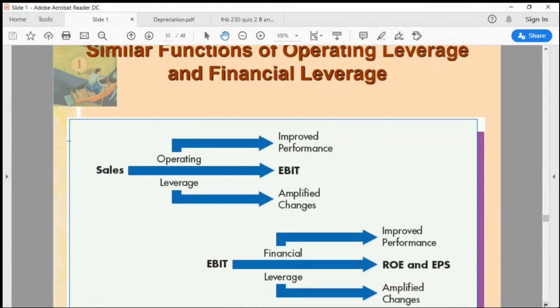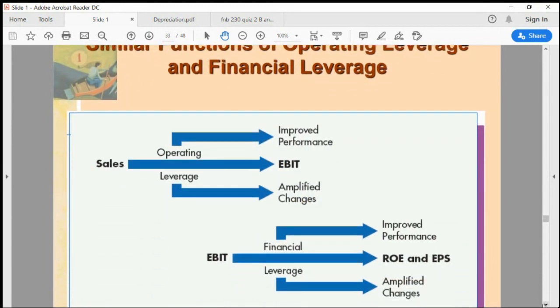So this is the diagram that shows how operating leverage and financial leverage eventually affect ROE and EPS. First of all, it's operating leverage, right? That directly affects the EBIT, right? And then with operating leverage, you can have improved performance, or amplified changes, as I explained a little bit ago.